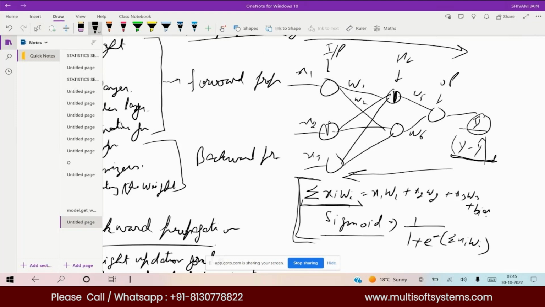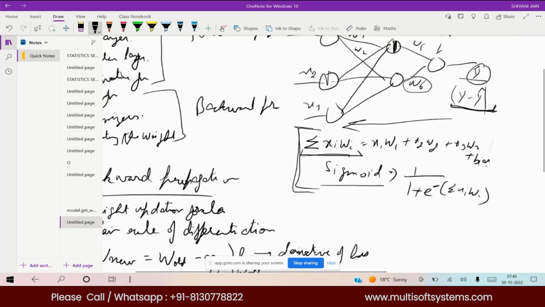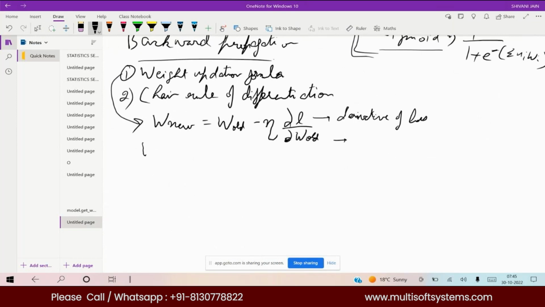Let's suppose you want to update this W6. W6 new equals W6 old minus eta times the derivative of loss divided by the derivative of W6. This is your learning rate.